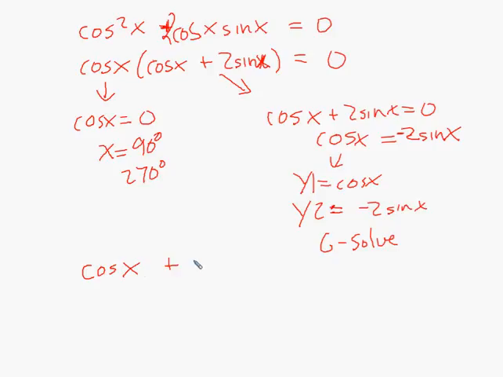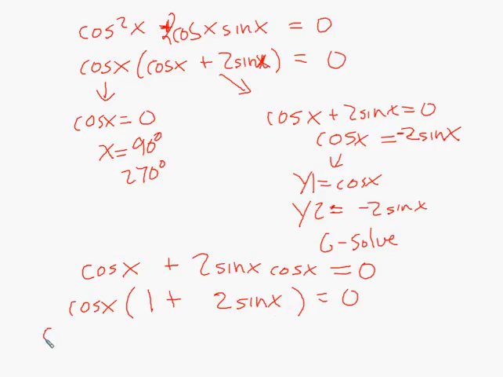Cosine x plus 2 sine x cosine x equals 0. I probably won't give you that squared. So again, what would we factor out? Cosine. And then what do we have right here? 1 plus 2 sine. Alright, so now cosine x equals 0, or 1 plus 2 sine x equals 0. Alright, so we inverse cosine, and again we get 90 and 270.